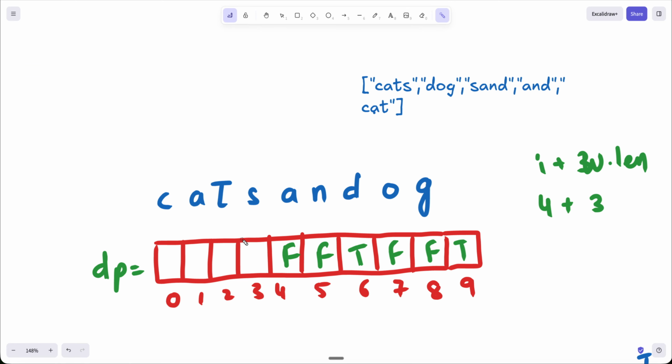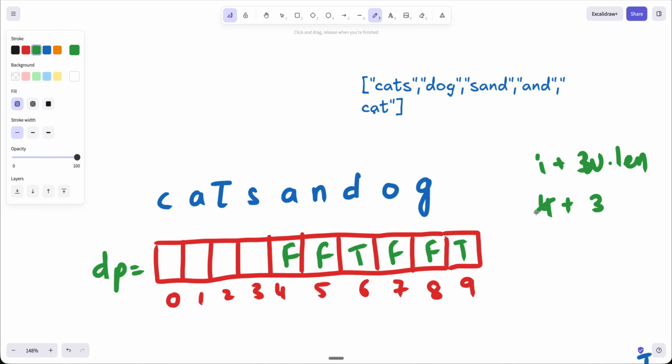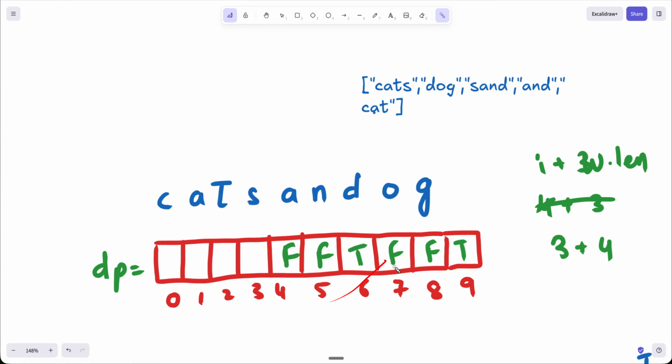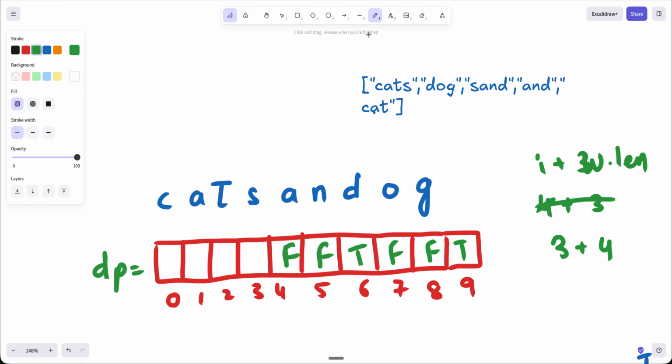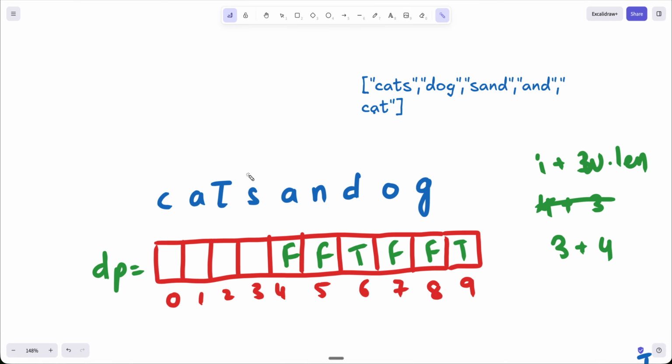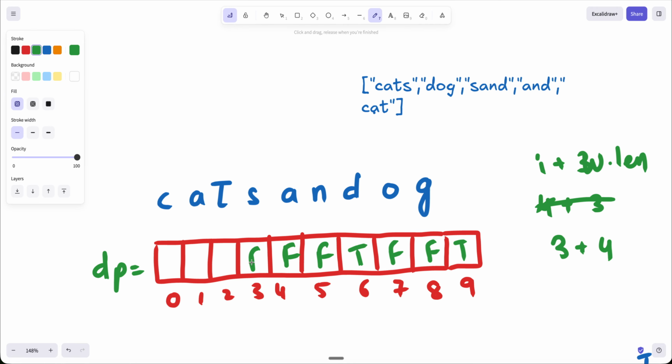So we are going to compare 4 characters with cats, it's not the same. Then 3 characters with dog, it's not the same. Then 4 with these 4 characters, they are the same. Now what I am going to check is i is 3 and word length is 4, so 7. If you see the index at 7, the value is false. That means again it's the same case where I cannot break into sand and og, so that is the reason it is going to be false.